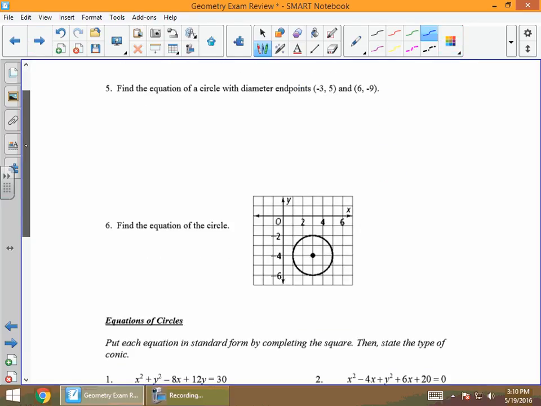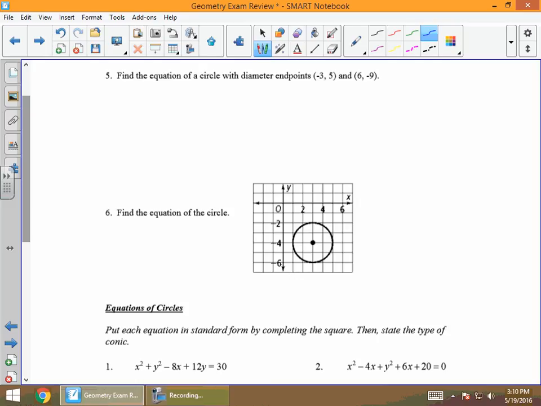All right, question number 5 says find the equation of the circle whose diameter endpoints are (-3, 5) and (6, -9). So in order to find this, we have to find two things. The equation of a circle: I need to find the center, and I need to find the radius. If you remember, (x - h)^2 + (y - k)^2 = r^2. So to find the center, I just find the midpoint of the two endpoints.